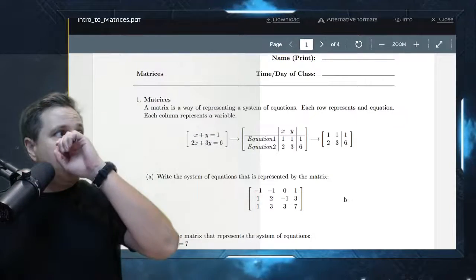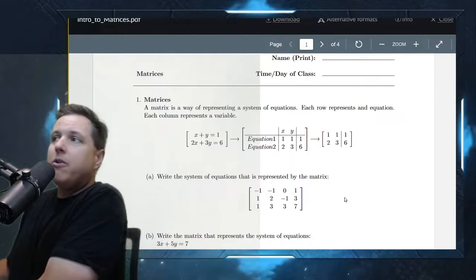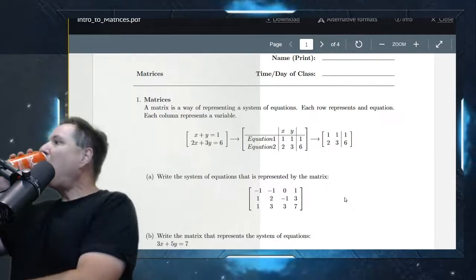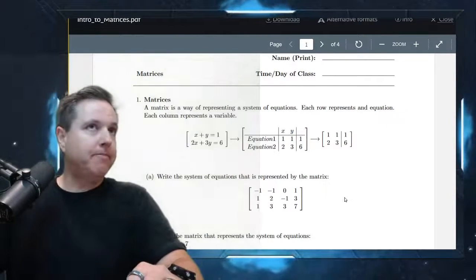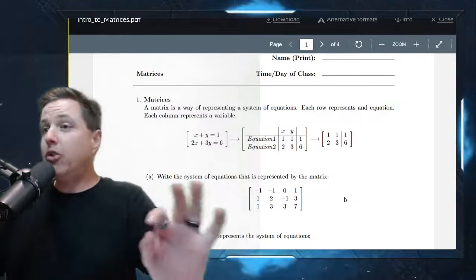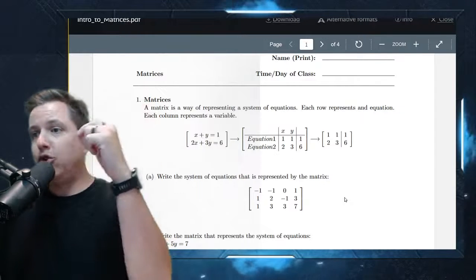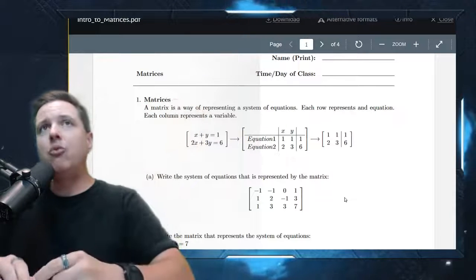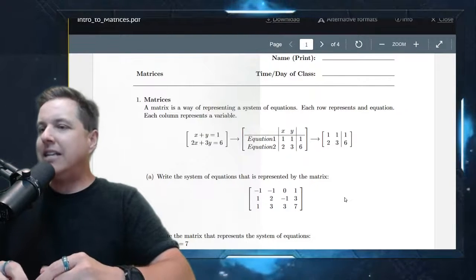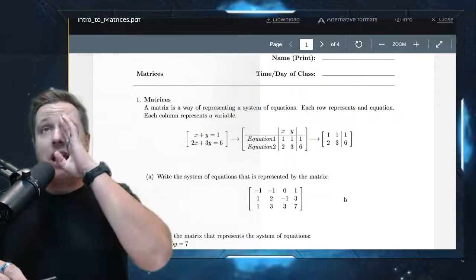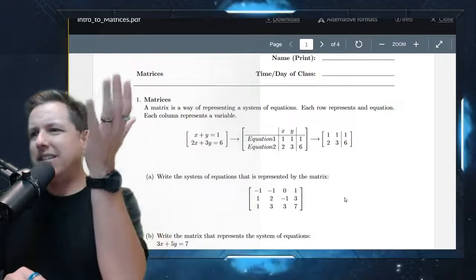Okay, so we have these things called matrices, which some of you may have seen before. Matrices is the plural of matrix, so you can have a matrix, or you can have multiple matrices. A matrix is a very convenient way of organizing the information that is inherently held inside a system of equations. So what is a system of equations?